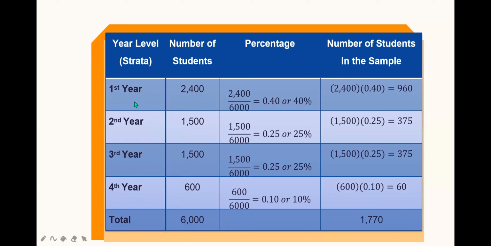Okay. Now, based on the first year, it is 2,400. If we're going to get the percentage of this 2,400 out of the total number of students, you're just going to divide 2,400 by the total number of students, which is 0.4, or simply 40% of the total population. So based on these 2,400 students, I'm going to get the 40% of 2,400. So I'm just going to multiply 2,400 and 0.40, and that is 960.